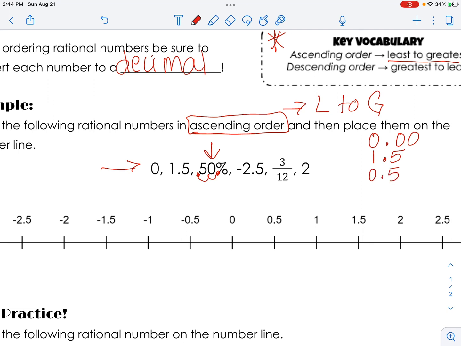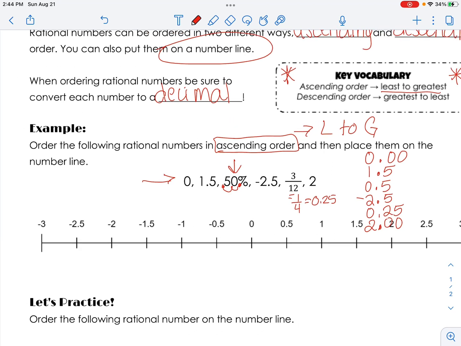Then we have negative 2.5. We have 3 twelfths, which is equal to 1/4. And 1/4 is equal to 25 hundredths. And then we have the number 2. And we're going to put a decimal after our whole numbers. Good job.